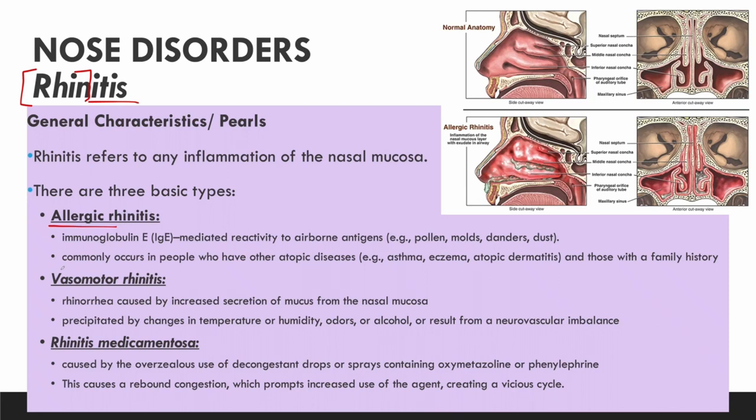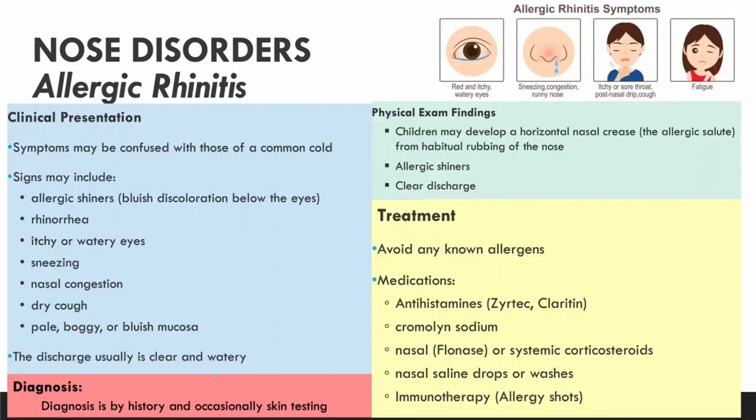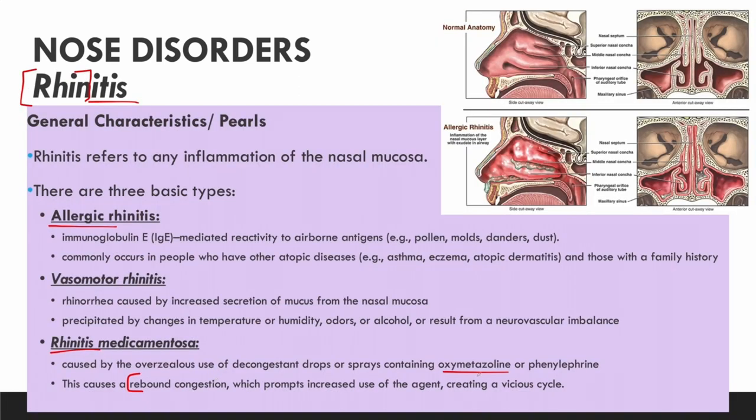You can also get a vasomotor rhinitis with, say, cold or spicy foods and things. And then the last one that we hear about is rhinitis medicamentosa, which is an overuse of the decongestant sprays, usually containing Afrin, oxymetazoline, or phenylephrine, and this causes a rebound issue with congestion, and it's a vicious cycle. We'll talk about that in a minute.